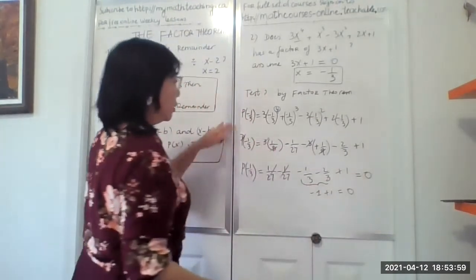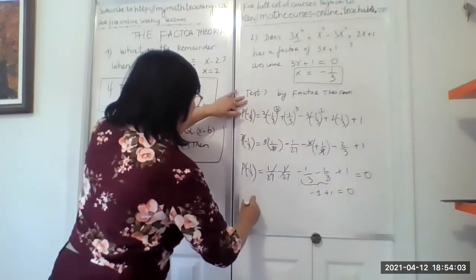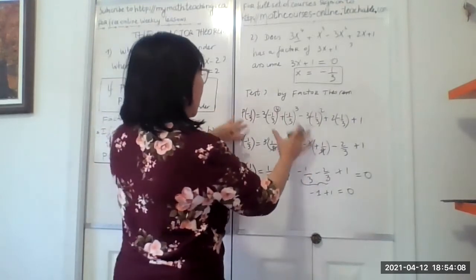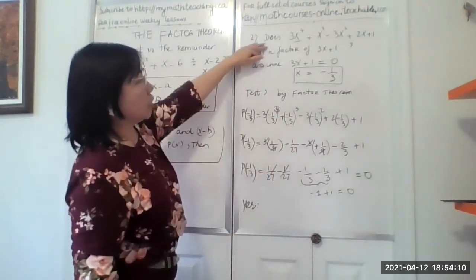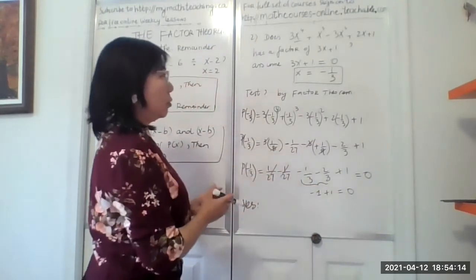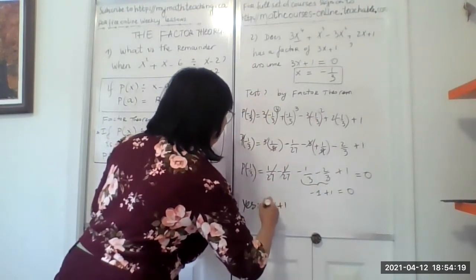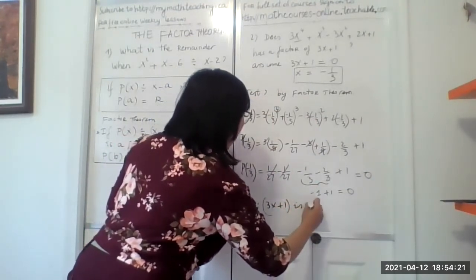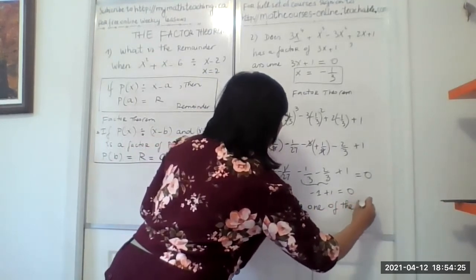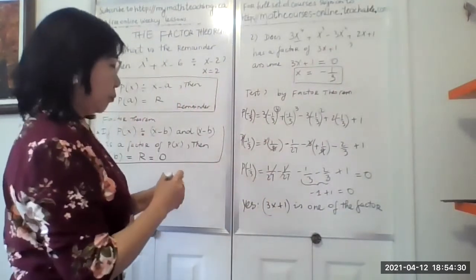So yes, the answer is yes. Because after we check, we know that P of minus 1 third plugged into the expression gives 0, the remainder equals 0. That means, yes, 3x plus 1 is one of the factors of this algebra expression.